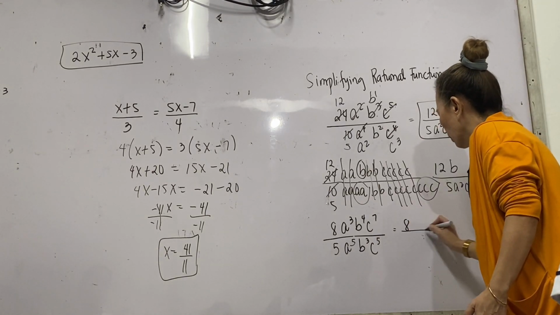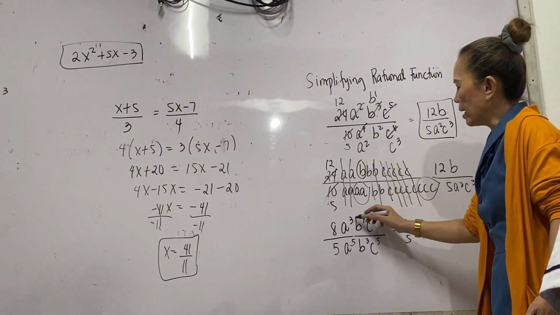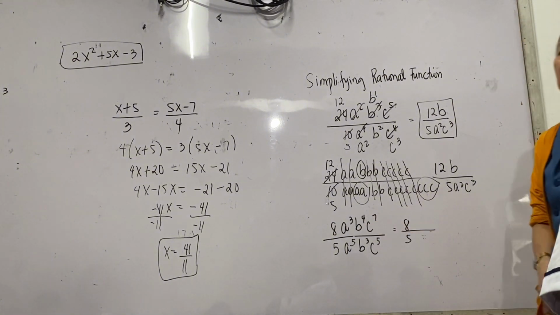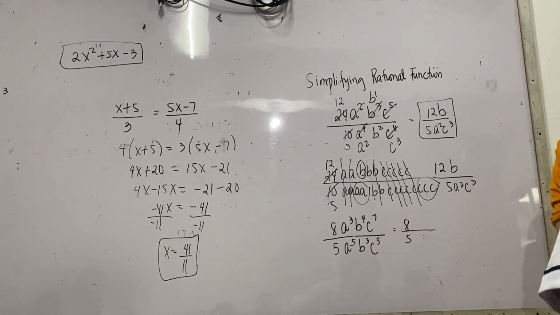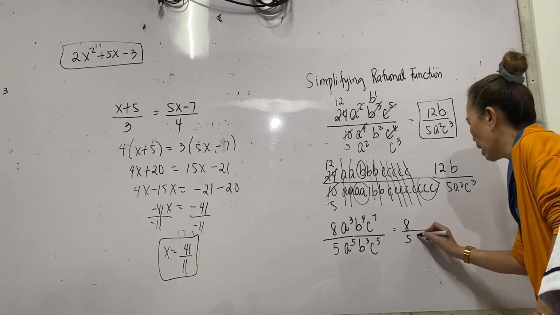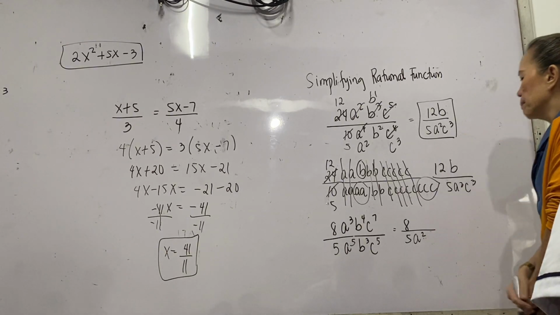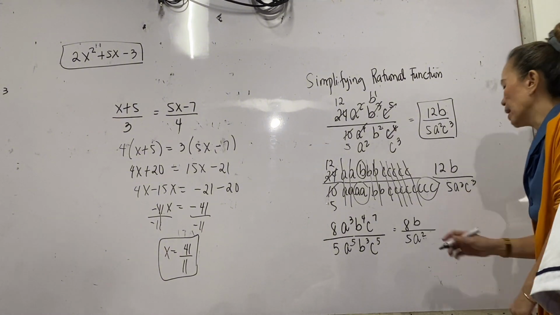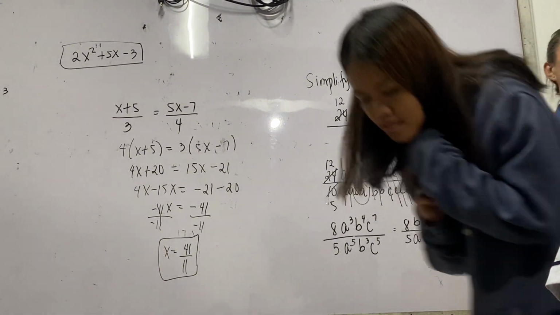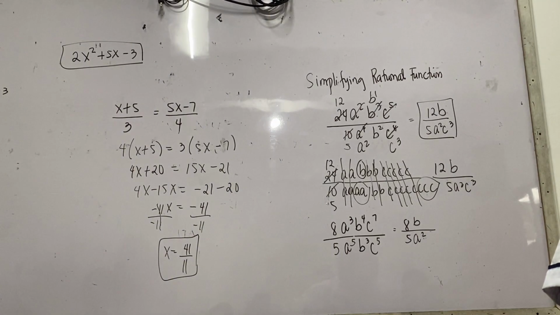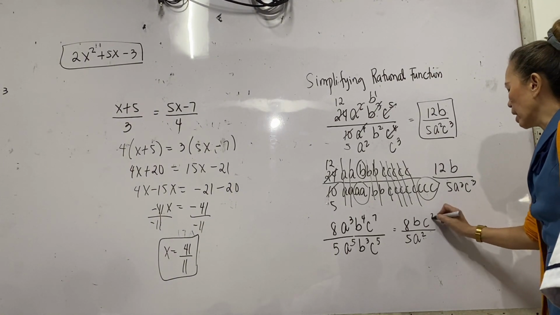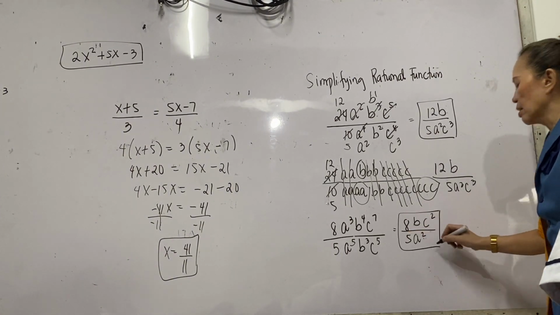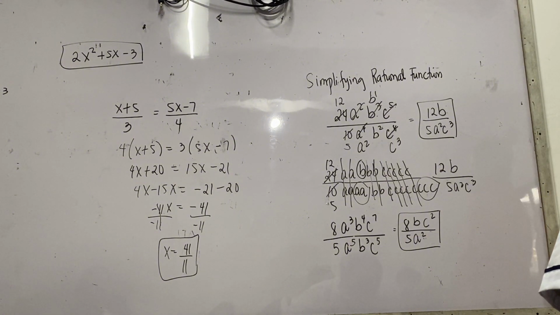8 over 5. A^3 tsaka A^5, saan daw ilalagay yung A^2? Taas or baba? Baba. So we have a^2. B^4 tsaka B^3, saan ilalagay yung B^1? Sa taas. And then C^7 and C^5, saan ilalagay yung C^2? Sa taas. Okay, yan po yung ating simplest form. Nagkakaintindihan po ba? Next.